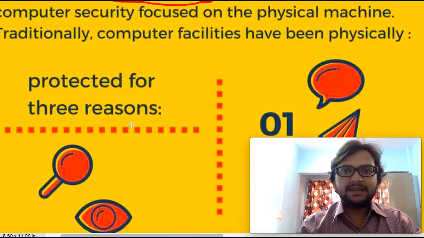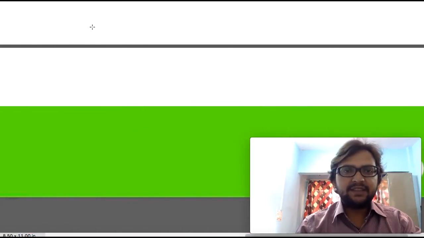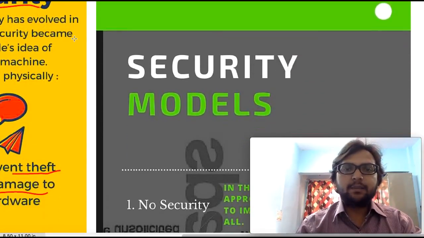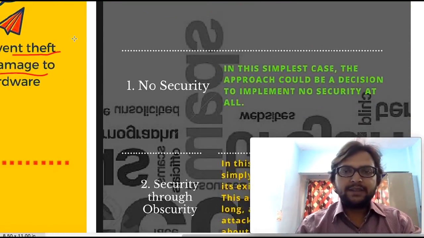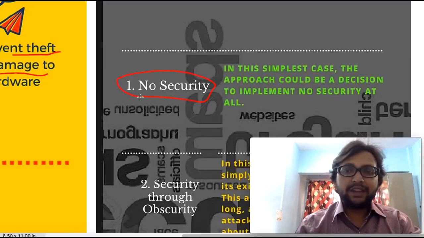So now let's discuss the second part of our unit 1. As you can see here, the second part of our unit is security models. The first type of model is where we don't have any security. Why? We are not keeping any valuable information on those computers, and hence we don't require any security over them. In this simplest case, the approach could be a decision to implement no security at all. Why?